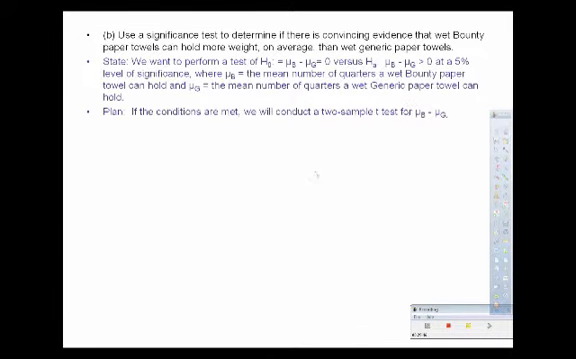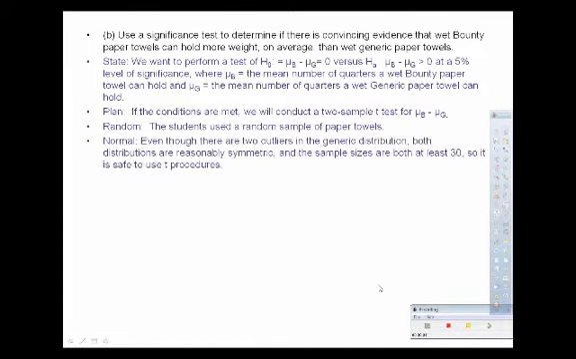Plan. If the conditions are met, we will conduct a 2-sample t-test for the difference in the 2 means. So, check for random. The students used a random sample of paper towels. Check for normal. Even though there are 2 outliers in the generic distribution, both distributions are reasonably symmetric, and the sample sizes are both at least 30, so it's safe to use the t procedures. Remember, if you've got 30 or more.